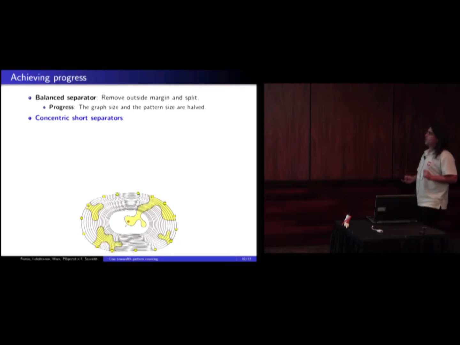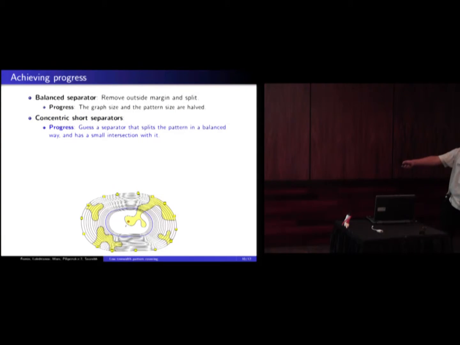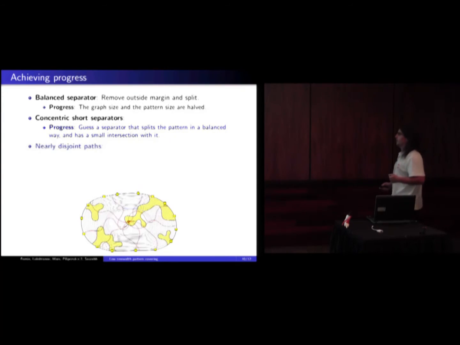If we find many concentric separators, we do like Baker. So we guess a separator that only interacts a little with the pattern, and then we can split into inside and the outside. Yes, and we again split the pattern in a balanced way.